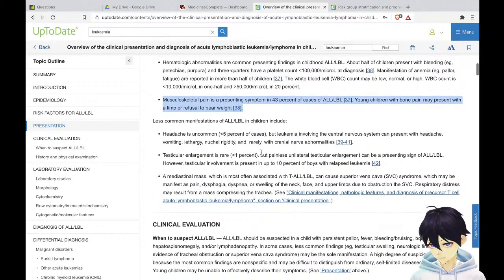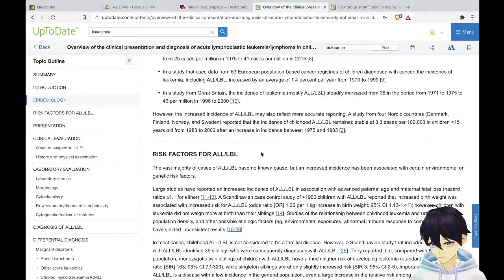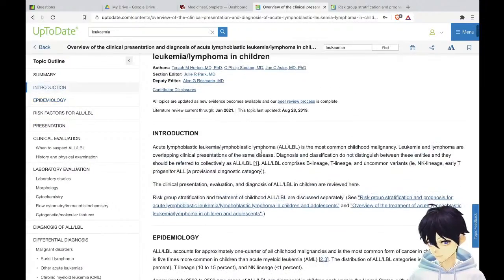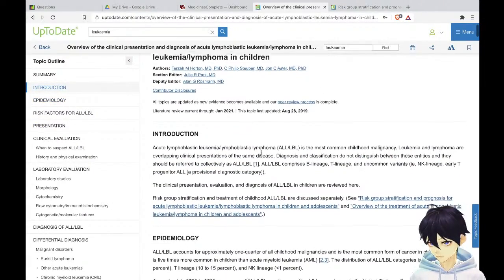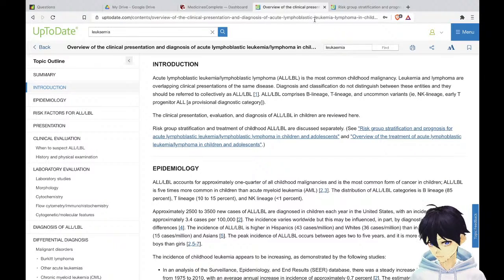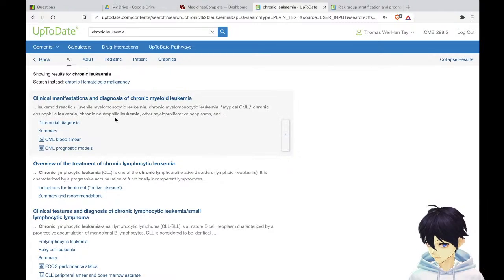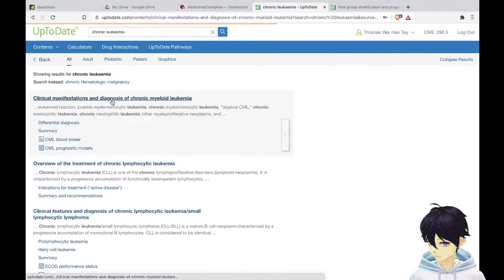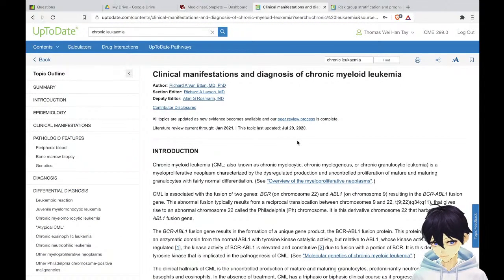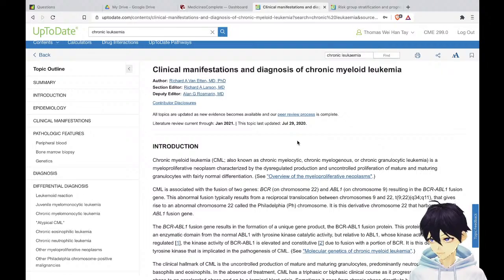All right. Now we know ALL is most common in children. What about the chronic leukemias? Chronic myeloid leukemias first. We're going to see CML first. The epidemiology.